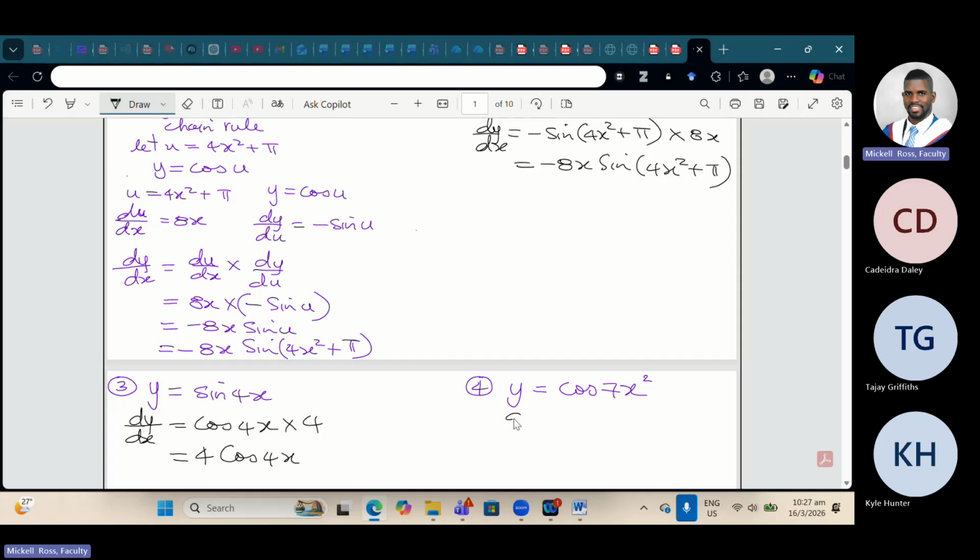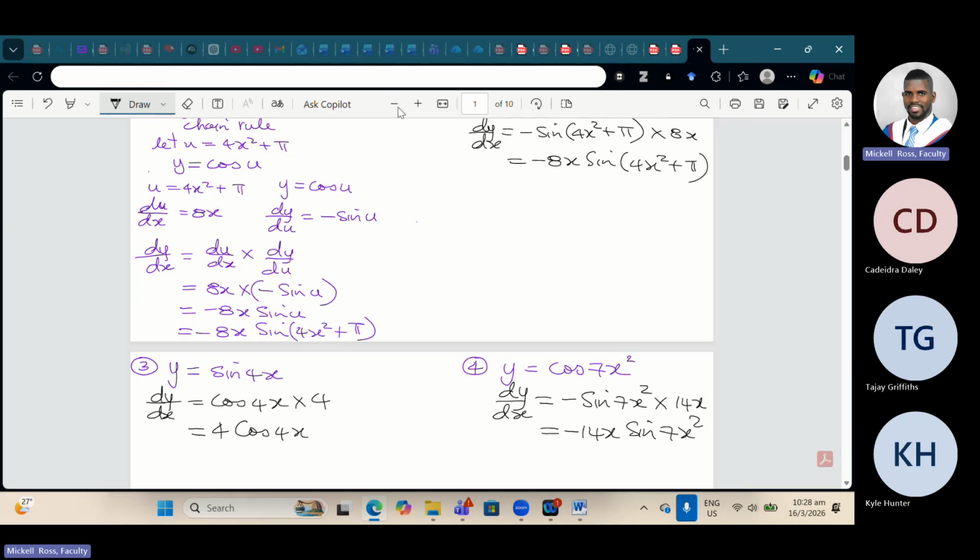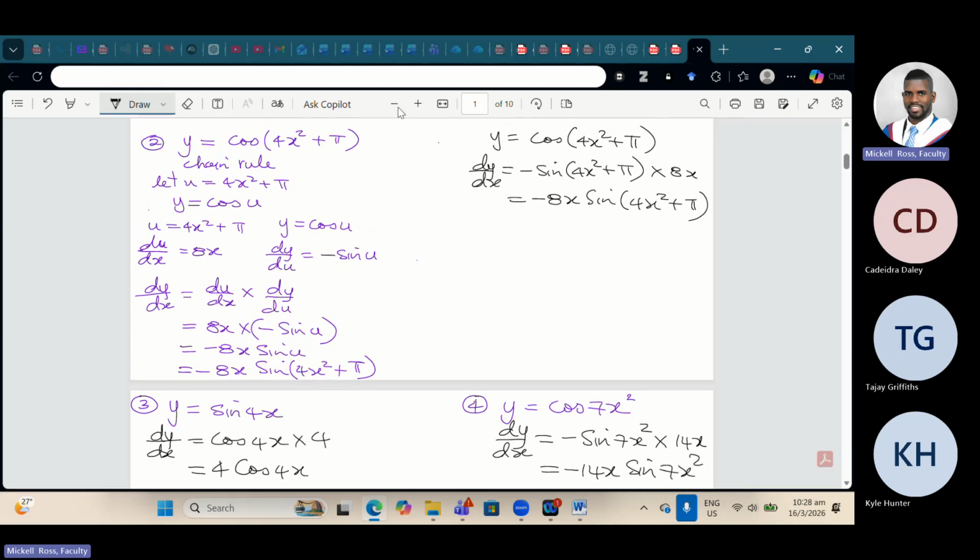Same over here. If we differentiate as is, differentiate cos, we get negative sine. So it's negative sine of 7x squared. And then the derivative of the angle, 7x squared, is 14x. So you would multiply by 14x. This is going to give you negative 14x sine of 7x squared. So that is what you would get for the answer for those two questions if you were asked to differentiate them with respect to x.